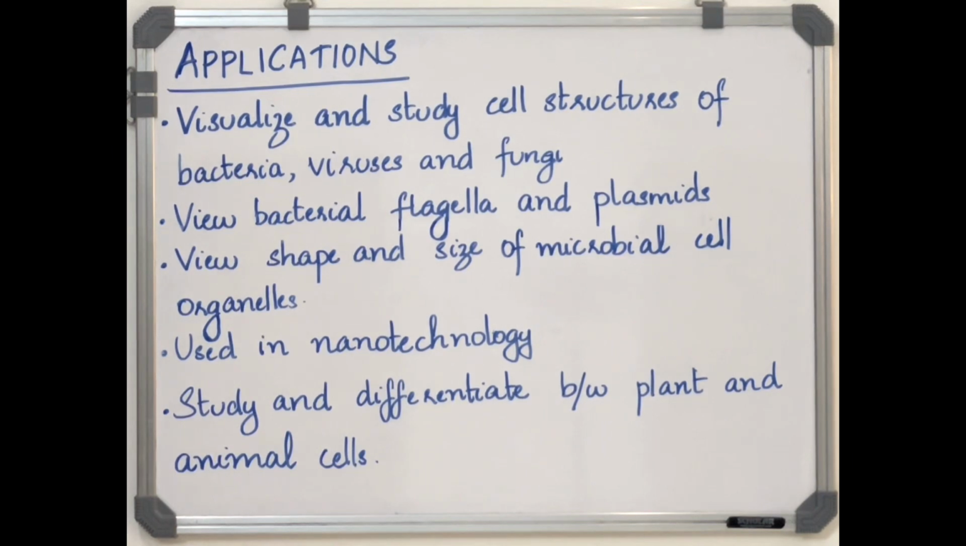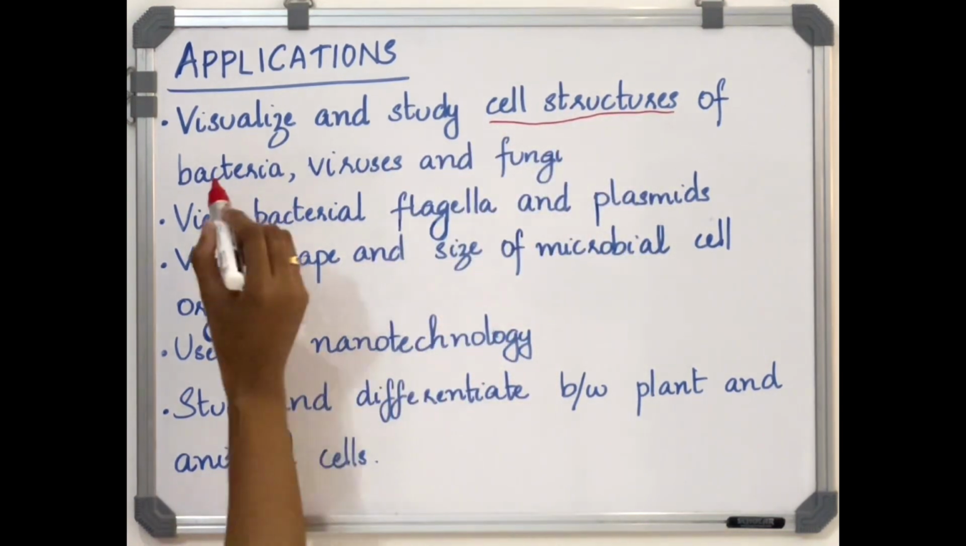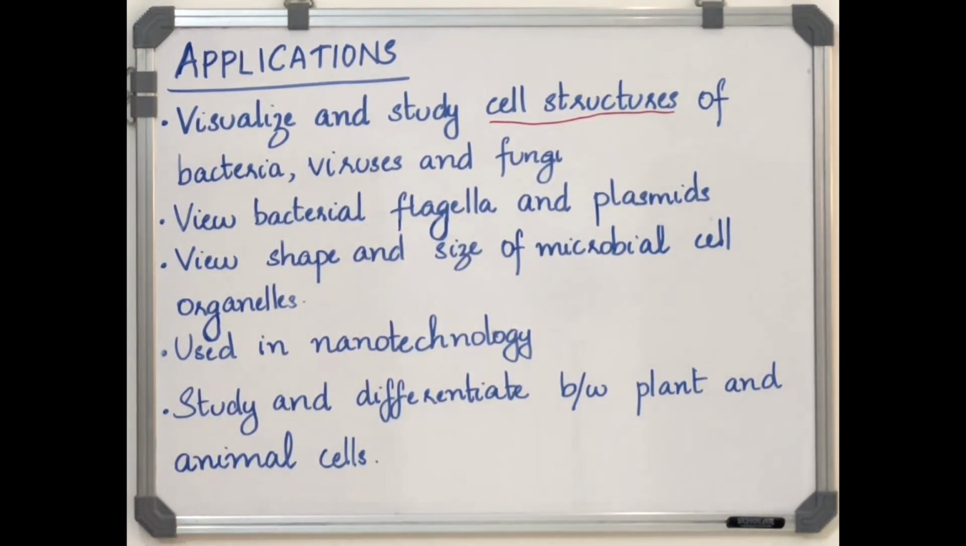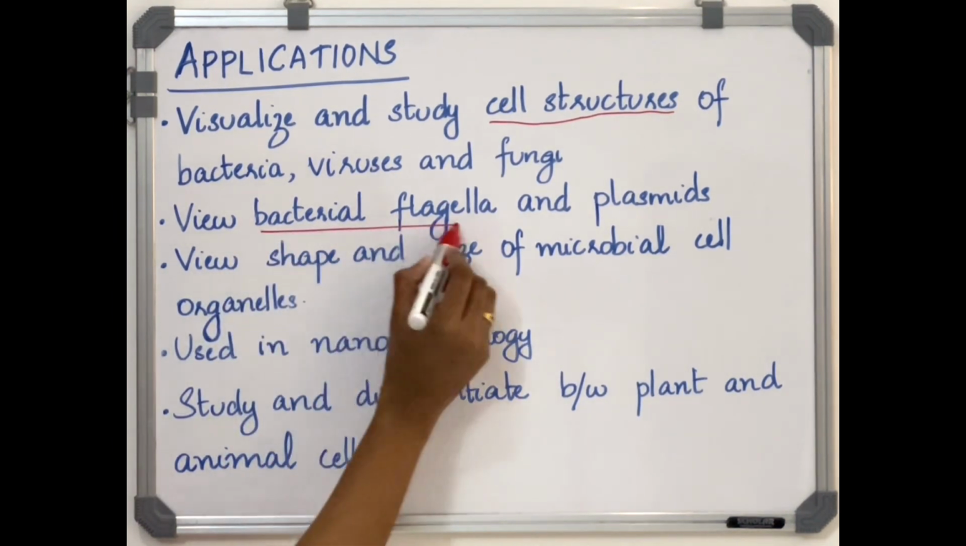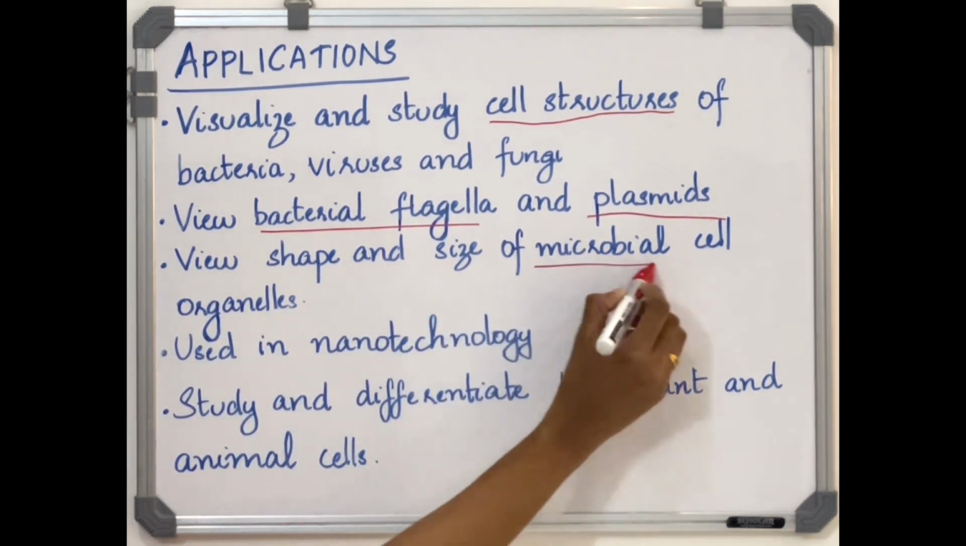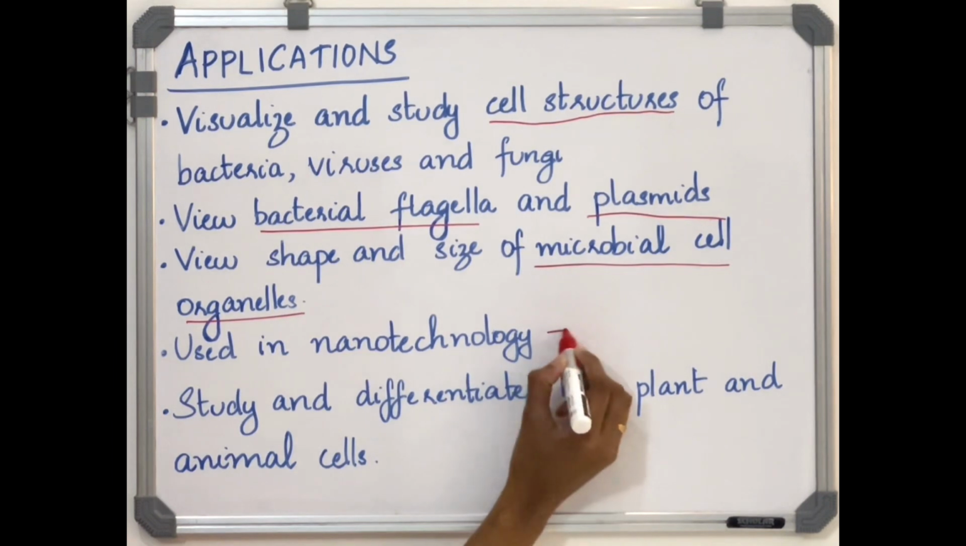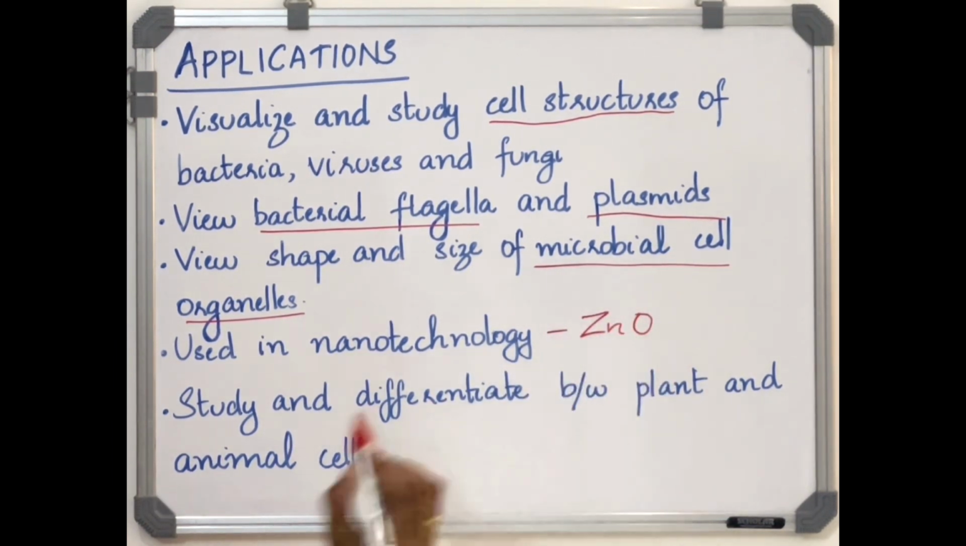Applications of the transmission electron microscope: it is used to visualize and study cell structures of bacteria, viruses and fungi. It is also used to view bacterial flagella and plasmids, and the shape and size of microbial cell organelles. It is also used in nanotechnology, to study nanoparticles such as zinc oxide nanoparticles. And it is used to study and differentiate between plant and animal cells. So these are the main applications of TEM. So this is all about the transmission electron microscope.